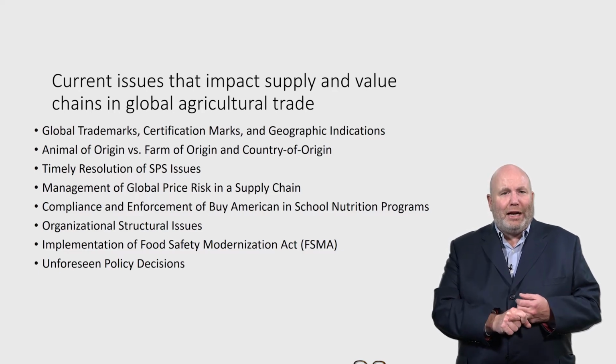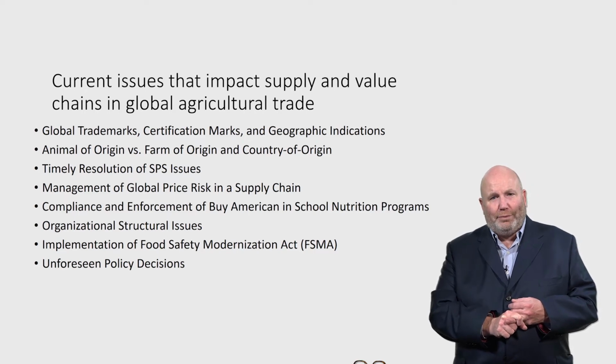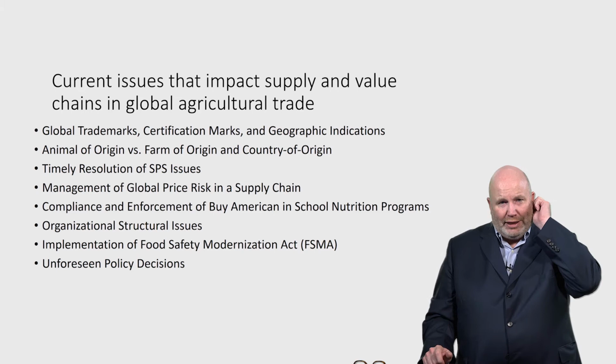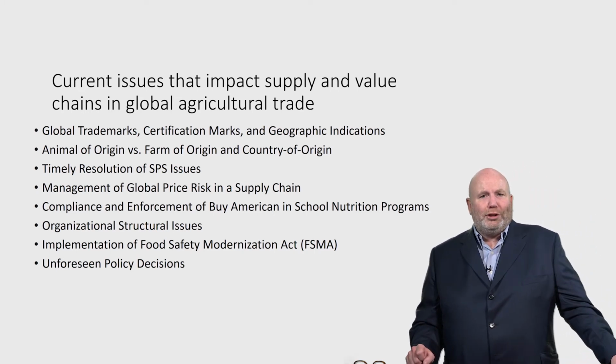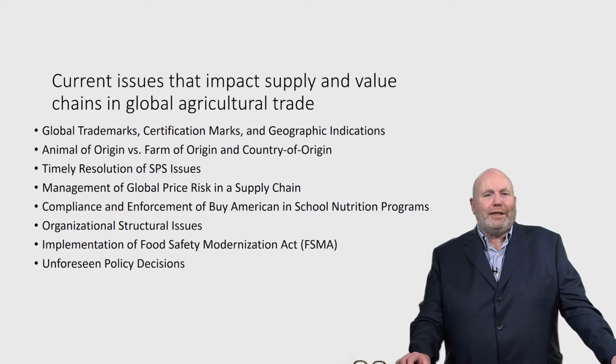The difference between animal of origin versus farm of origin versus country of origin. It's really interesting when you start looking at this whole issue of farm of origin versus animal of origin. Does the animal have to have an ear tag, for example? Do we have to just track it from the farm, from the pen of animals? Or do we just track it by country? All of those are different things when it comes to traceability. And different countries have different laws on that.